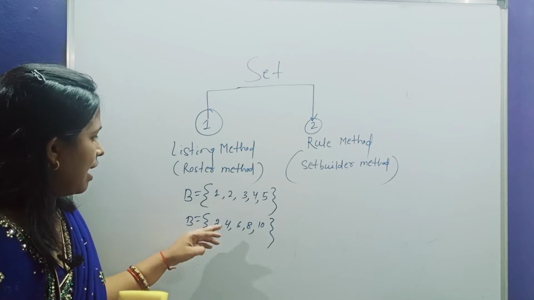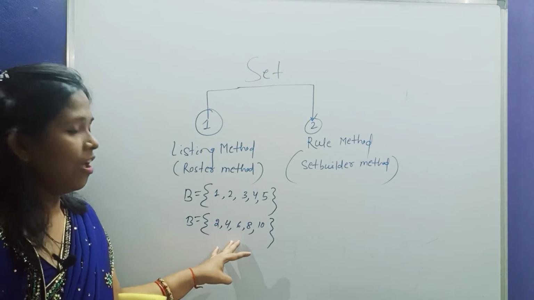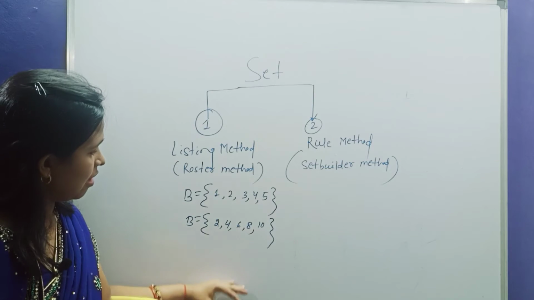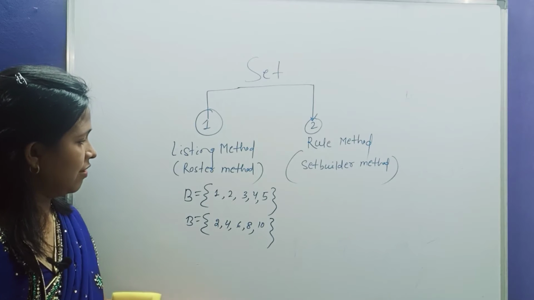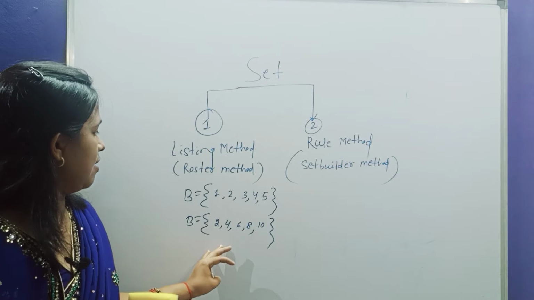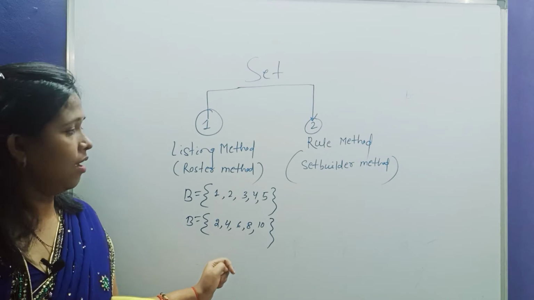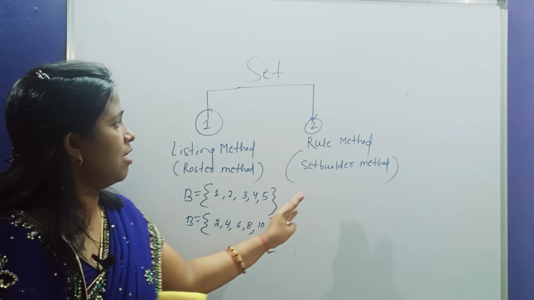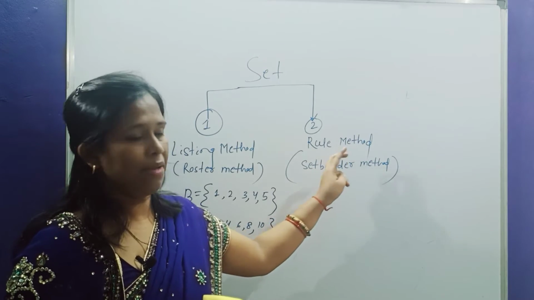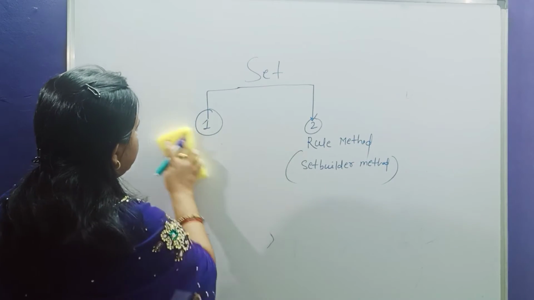when you are writing, it takes time. It's a tedious way to write all the elements, and it also takes a lot of space. So this method is not convenient to write all the numbers or all the things in this way. So another method was developed, that is called the rule method. What is the rule method? We will discuss.